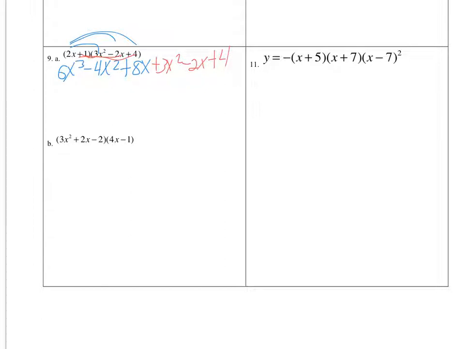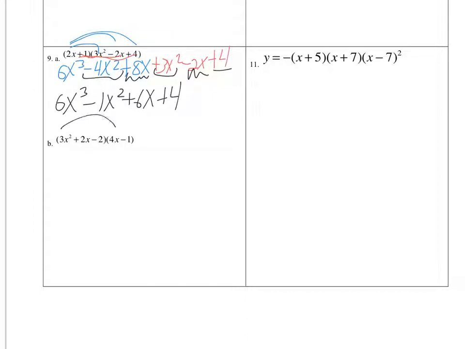I've got to see if I can combine any like terms. I've got x squareds that are in play here, and then some x's. So we got 6x cubed, minus 4 plus 3 is minus 1x squared. Plus 8 minus 2 is plus 6x. And then we get a plus 4 sitting at the end.